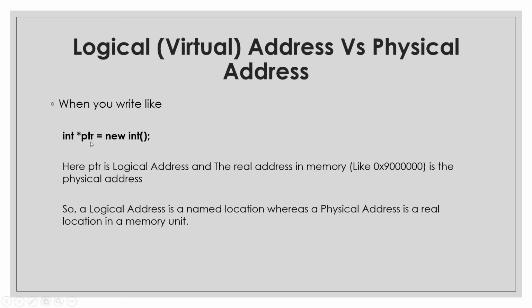So, this ptr, which is generated by the CPU, is known as the logical address, and the real memory area in the memory unit is known as the physical address. So, we can say that a logical address is a named location, whereas a physical address is a real location in a memory unit.